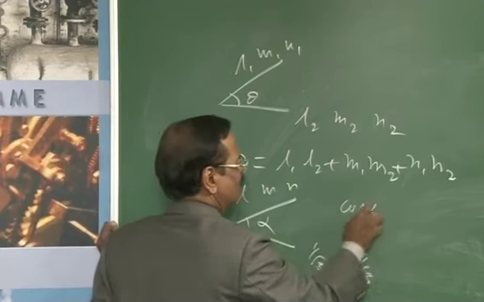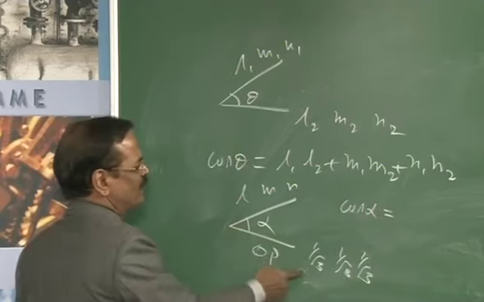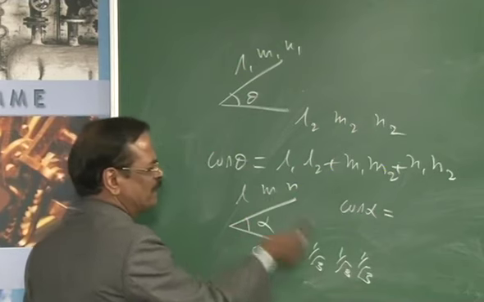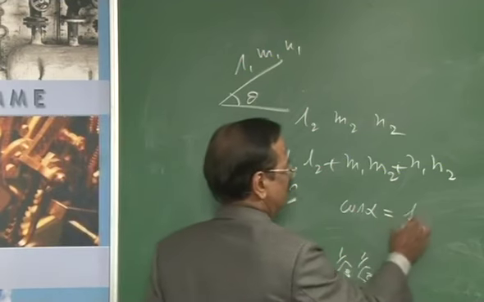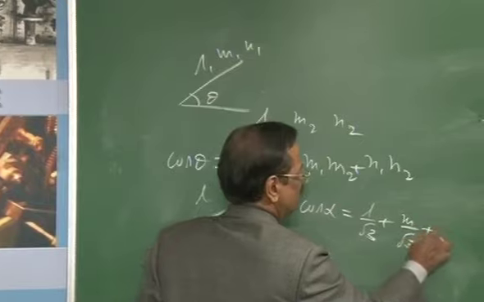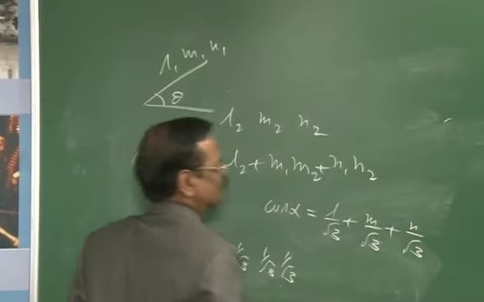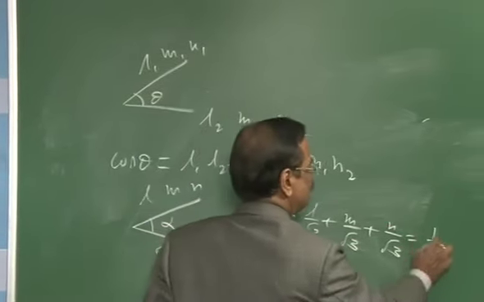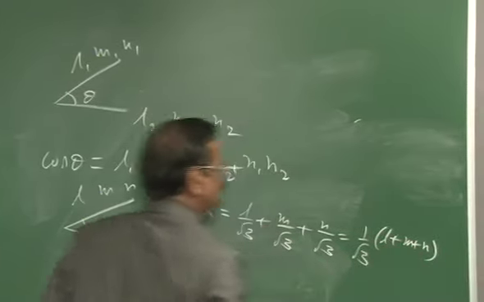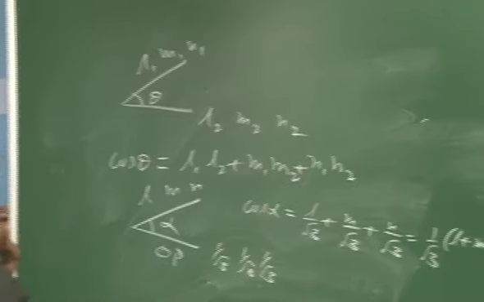What is cos alpha? Just like L1 L2 plus M1 M2 plus N1 N2, it is L by root 3 plus m by root 3 plus n by root 3. Or you can take 1 by root 3 common, it is 1 by root 3 into L plus m plus n. That is what you got, cos alpha.